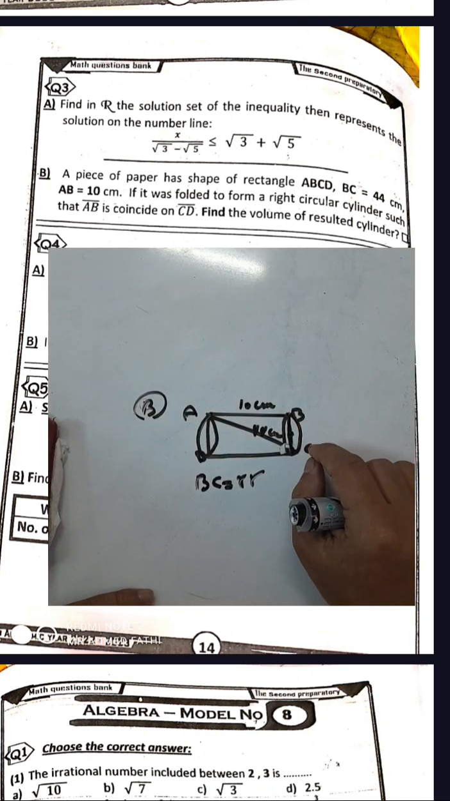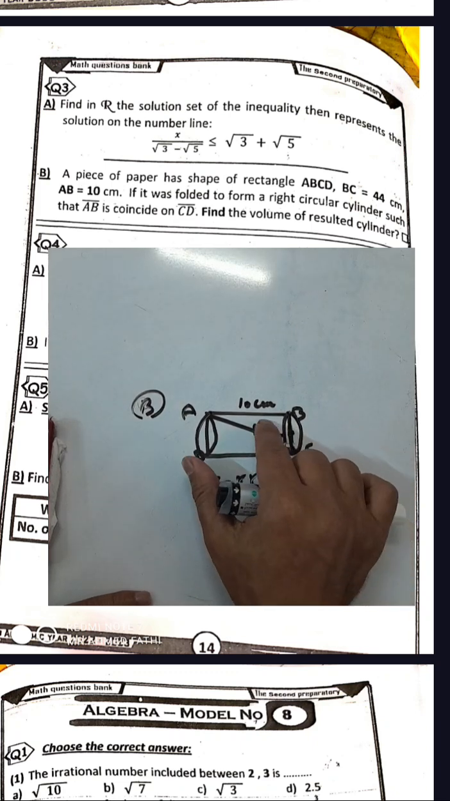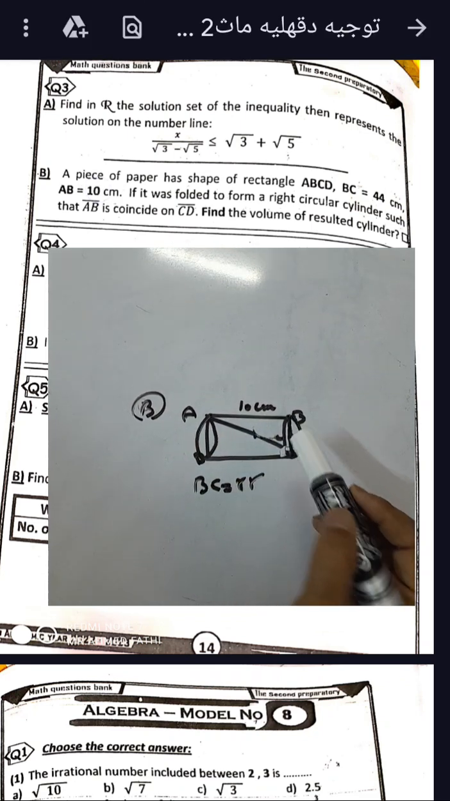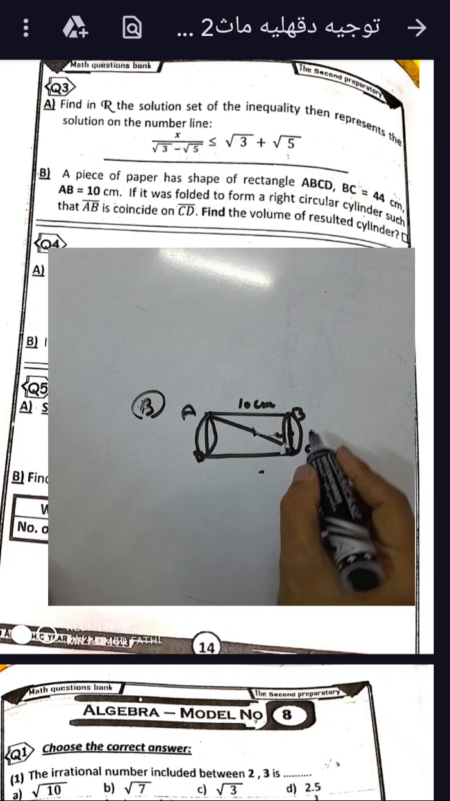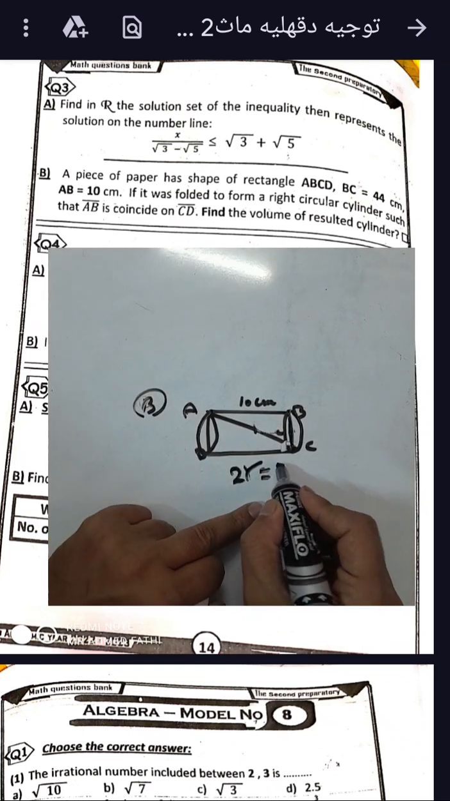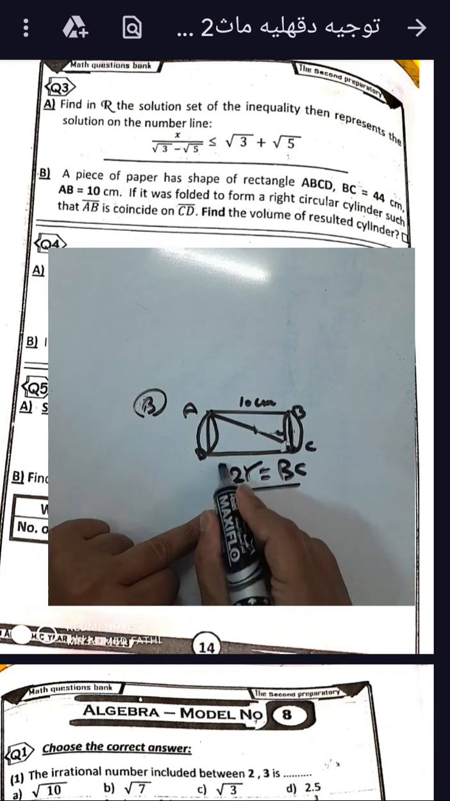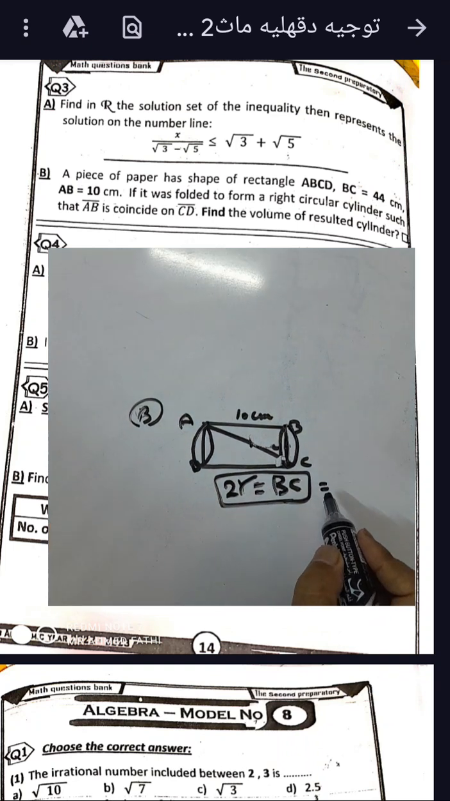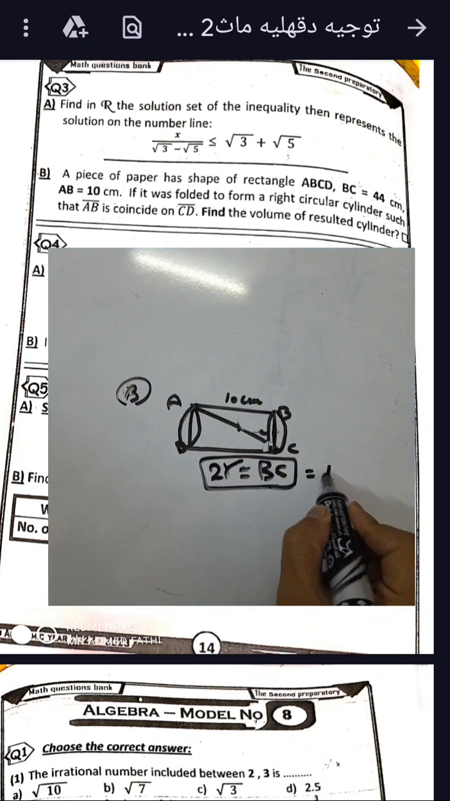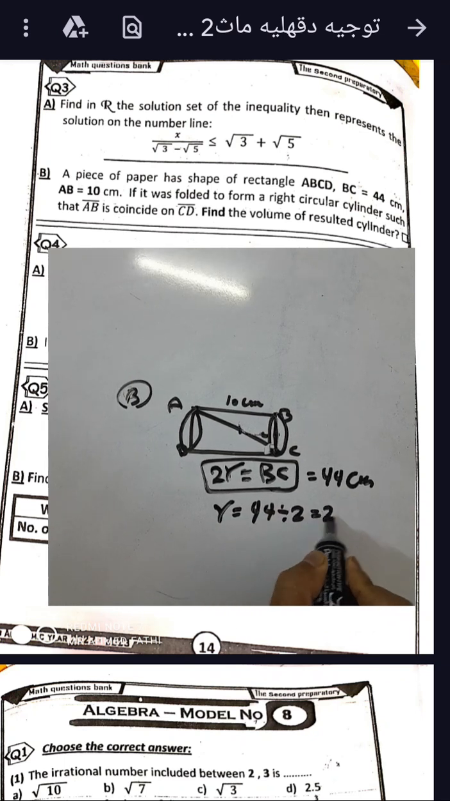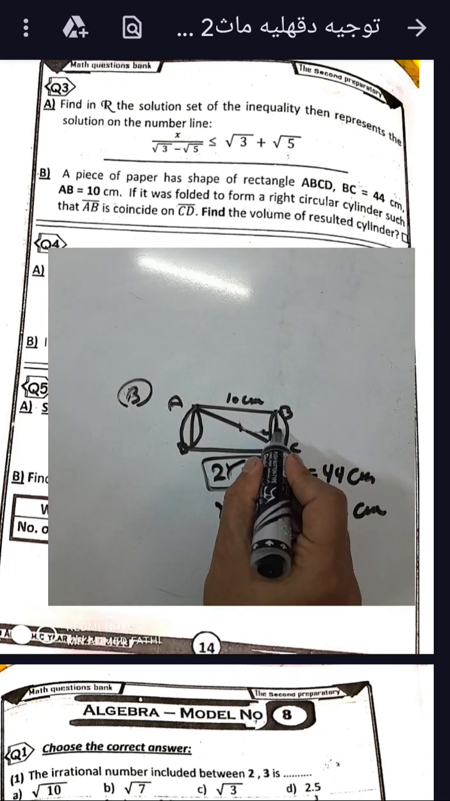PC was 44, not AC. Again, we have AB equal 10 centimeters. Okay, AB was 10, it's the height. It's very easy because he gave us the radius here, half of BC, twice radius. BC equals twice radius. He gave us BC was 44. Then the radius equals 44 divided by 2 equals 22 centimeters. The radius, but with the base.